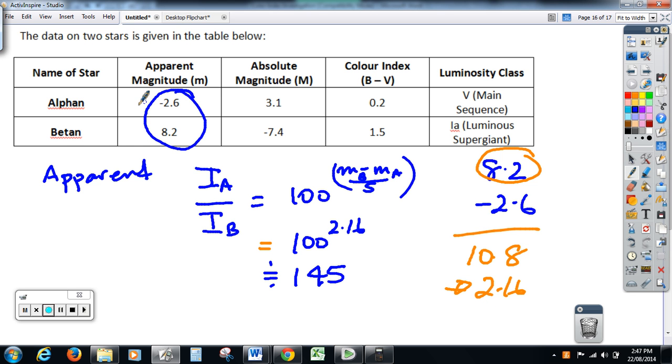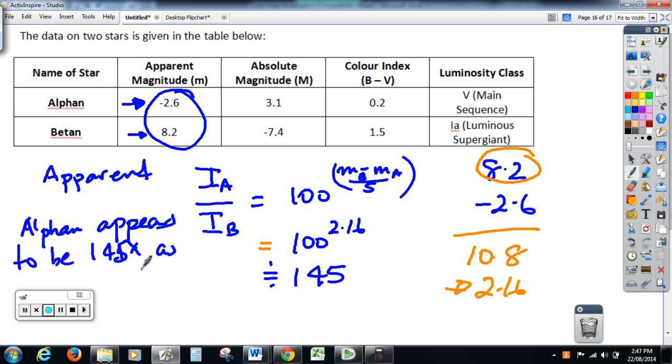Now if we have a look at it, the brightest star will be Alpha, as it appears to us. It's not truly the brightest star. It appears bright. And Beta is a dull star. It's not truly a dull star, but it appears so. So we can write, therefore, that Alpha appears to be 145 times as bright as Beta.